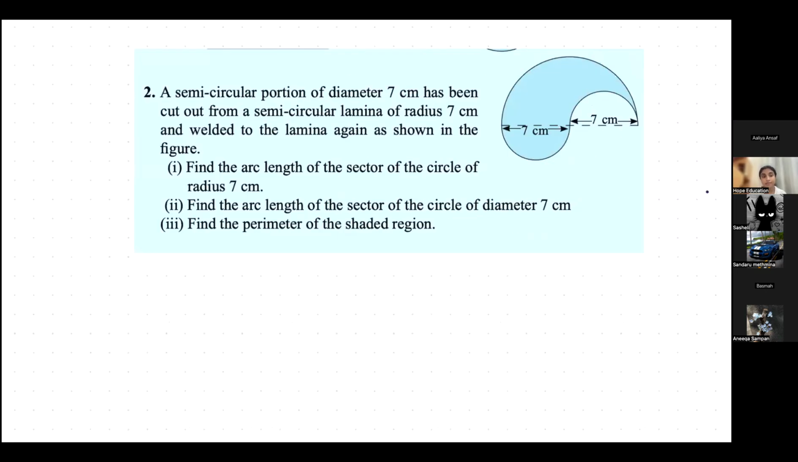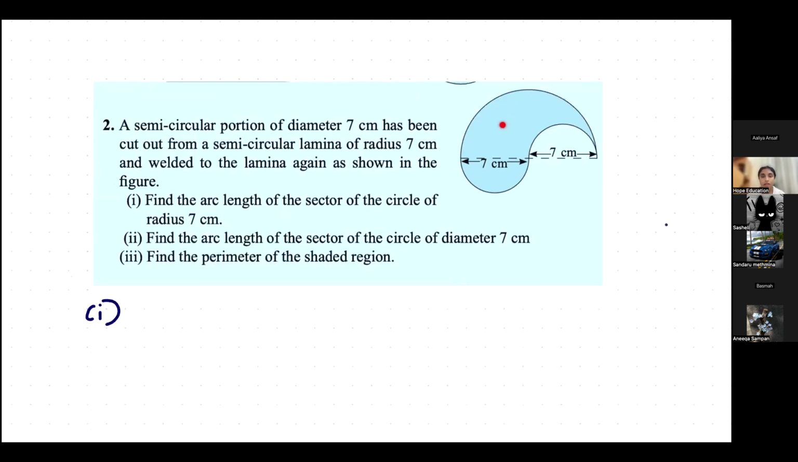So let's discuss. Roman number 1. A semicircular portion of diameter 7 centimeters has been cut out of this part, and then set on this side again and welded. So we have a composite plane figure that has a shape like this. Find the arc length of the sector of the circle of radius 7 centimeters.